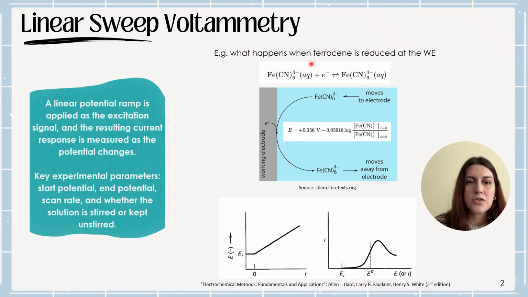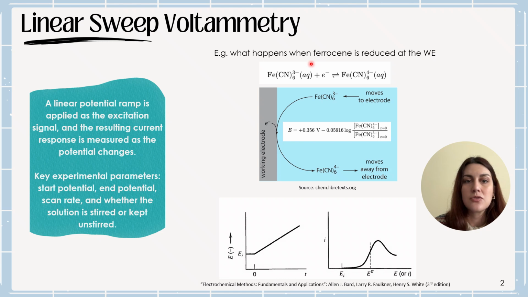At the beginning of the sweep, the potential is not sufficient to drive the redox reaction, so almost no current flows. As the potential approaches the redox potential of the species, electron transfer becomes thermodynamically favorable. For example, ferrocene can undergo oxidation at the working electrode to form the ferrocenium ion. As this reaction begins, the current increases because more molecules are reacting at the electrode surface.